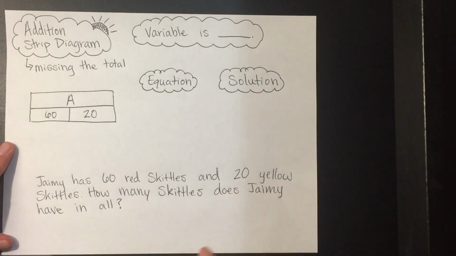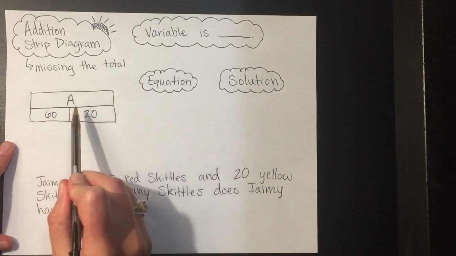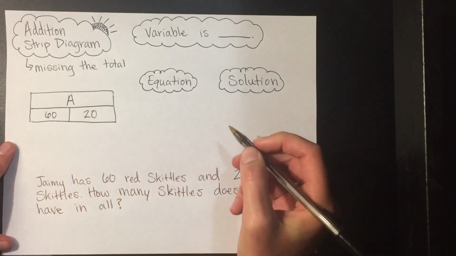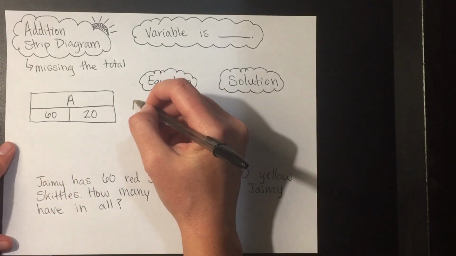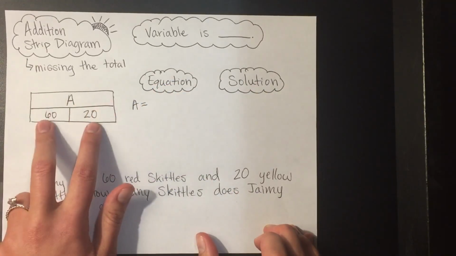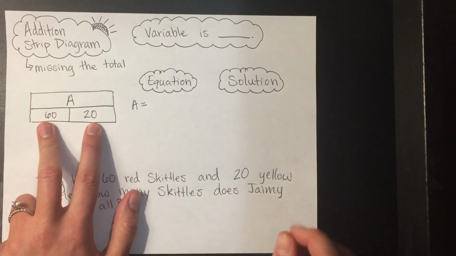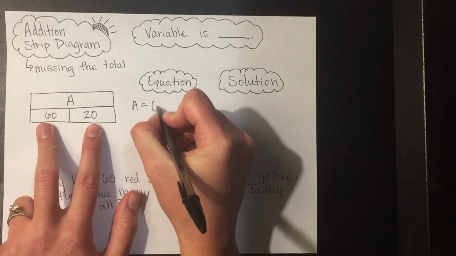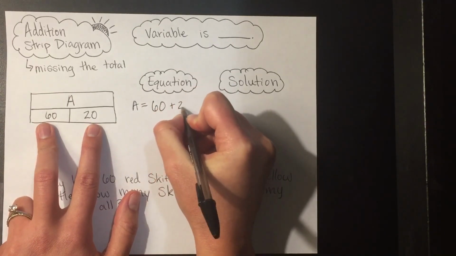All right, when you're using addition to solve, you're always solving for the total. So your variable should always be in your totals part. So to write an equation, you start with the variable, a equals. Okay, now let's think about it. If we're missing the total, the only way we can find this total is by adding the two values given. So this equation would be a equals 60 plus 20.